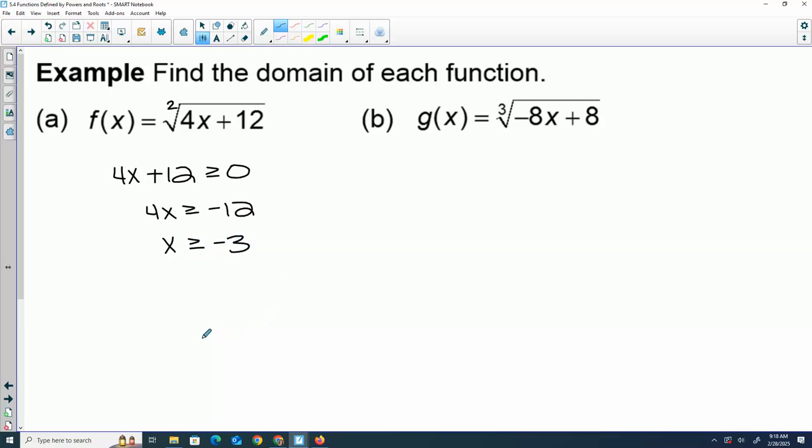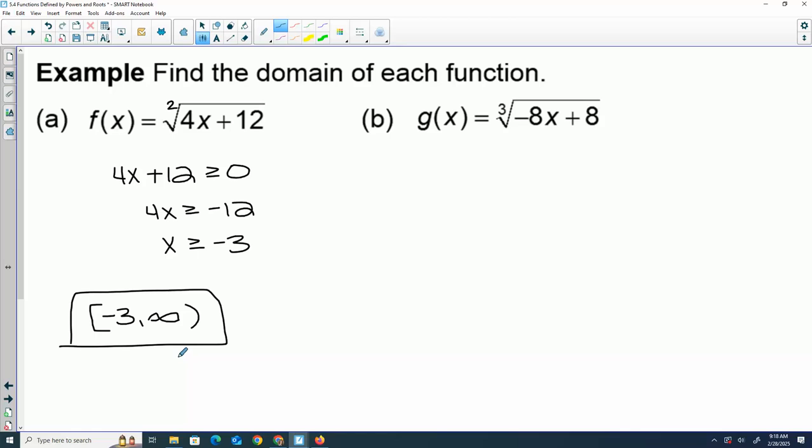How would I write that as an interval? Parenthesis or the bracket on -3? It's a bracket because of the equal to. So if your index is even, it's just whatever's underneath greater than or equal to 0. And solve that. We've solved inequalities before, so that part shouldn't be new. Answer, I do expect interval notation.